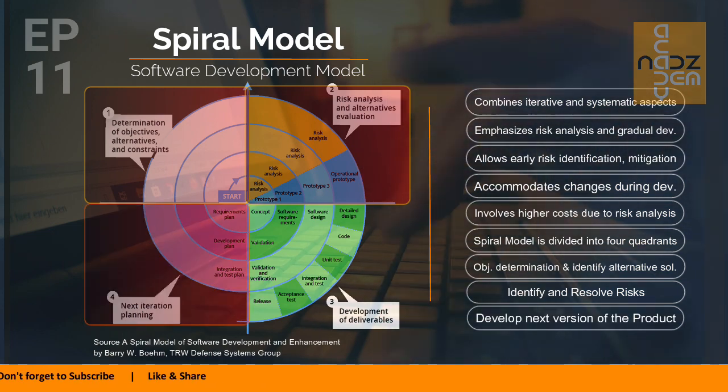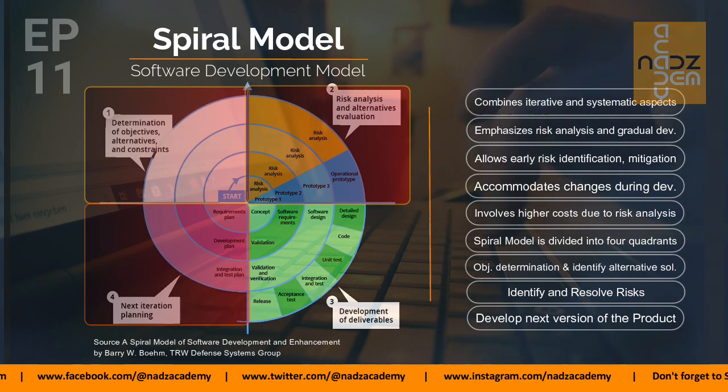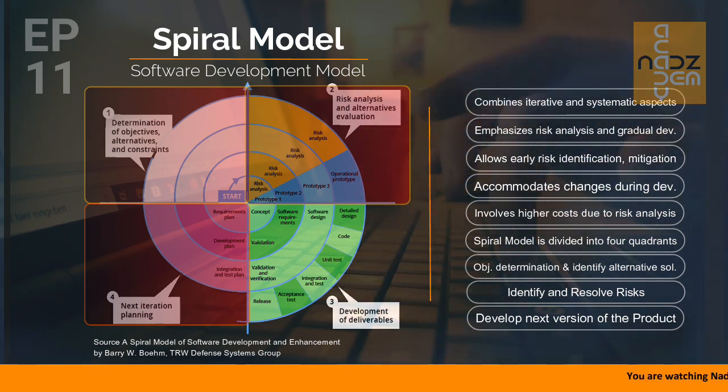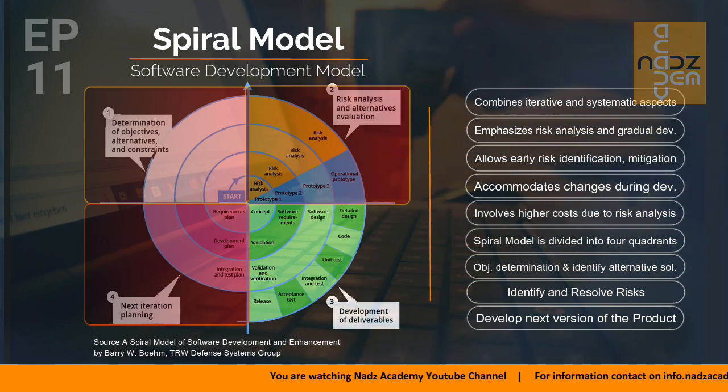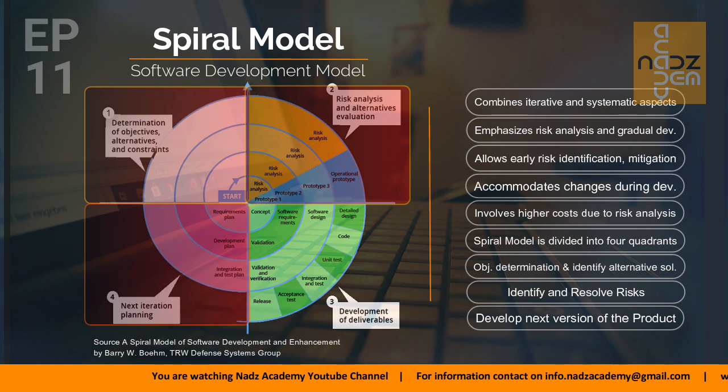In third quadrant, development of the next version of the product is performed. In this quadrant, the identified features are developed and verified through testing. At the end of the third quadrant, the next version of the software is available.